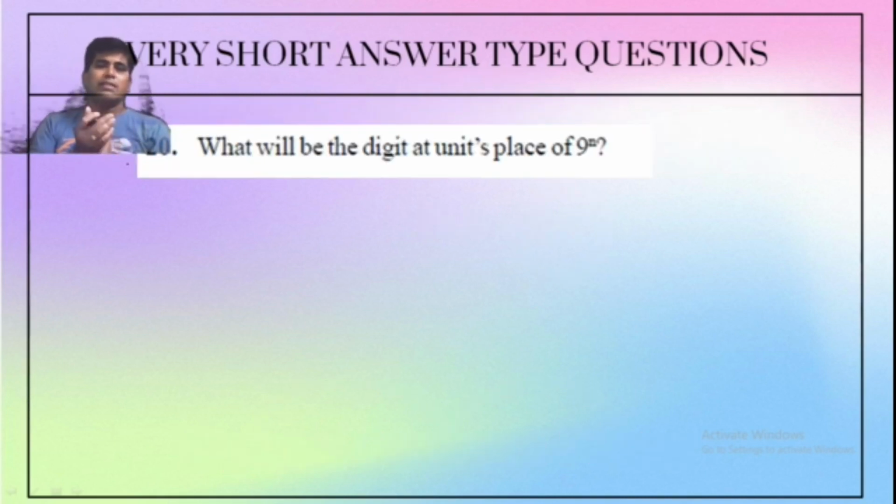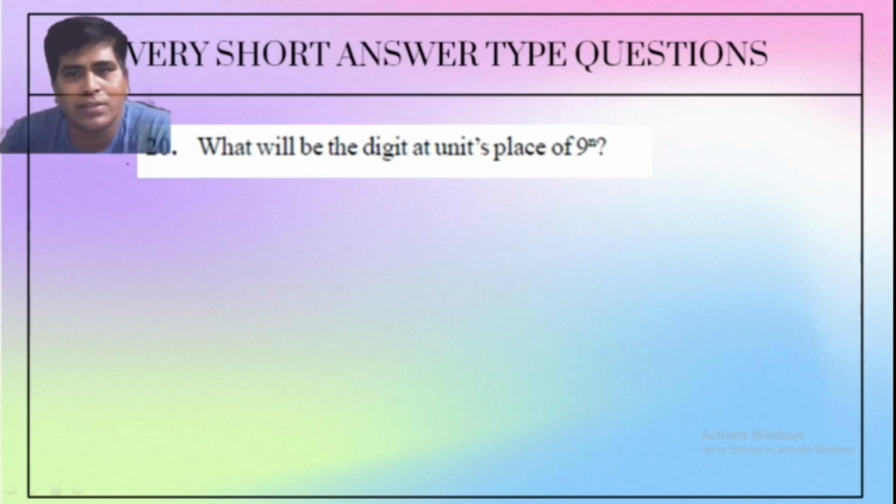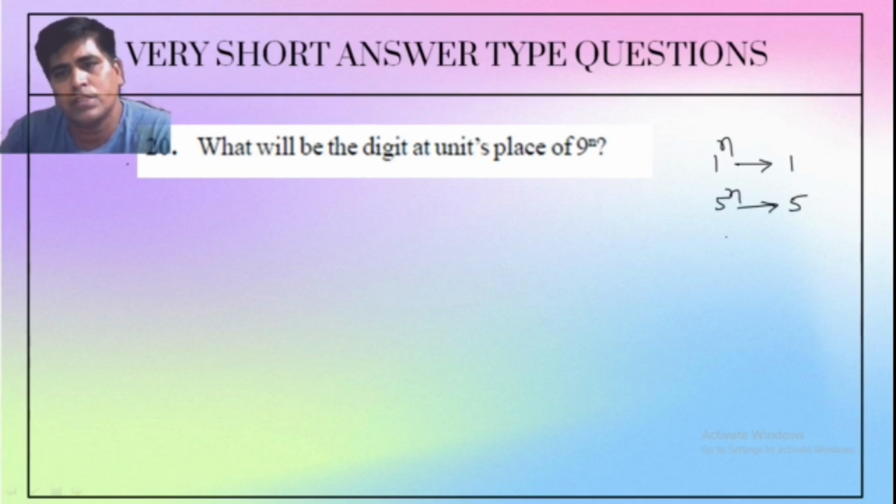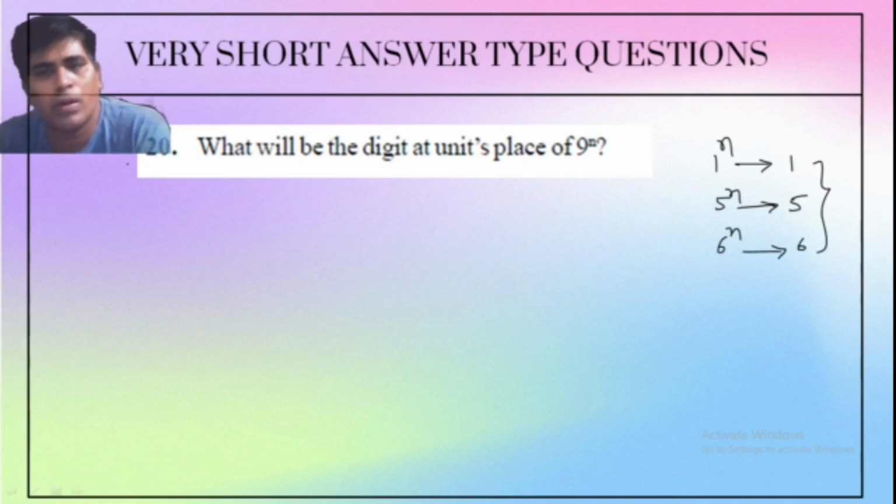What will be the digit at the unit place of 9 power n? Earlier we have already discussed 1 power n, it always ends with unit digit 1. 5 power n always ends with 5. 6 power n always ends with 6. So these are the different numbers. He is asking about 9.